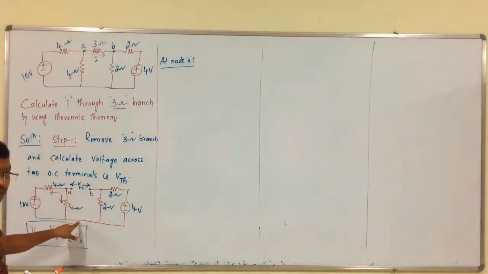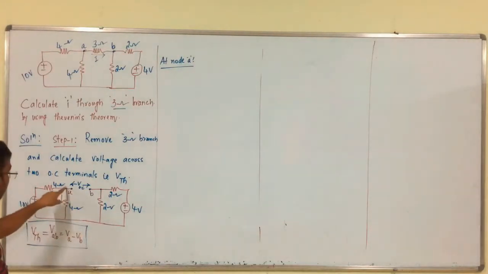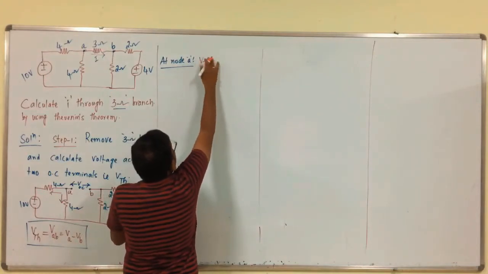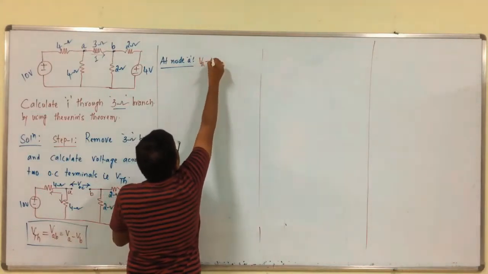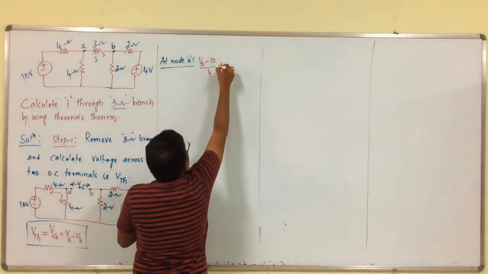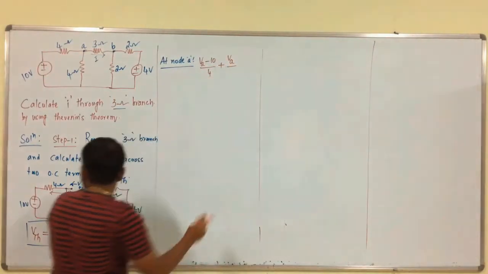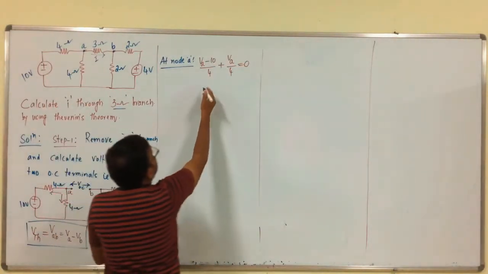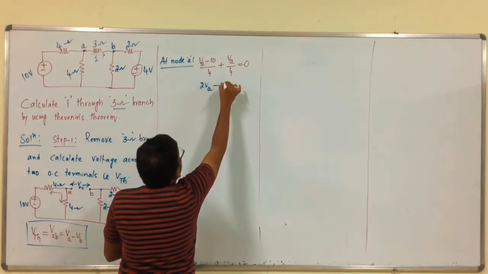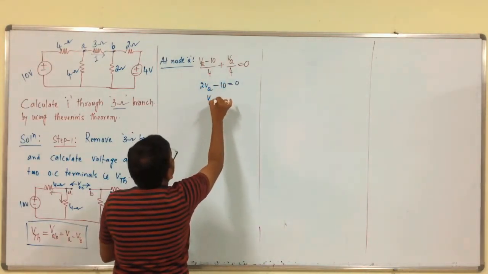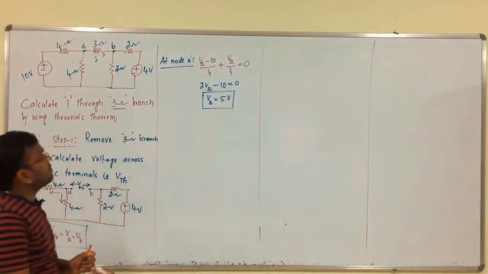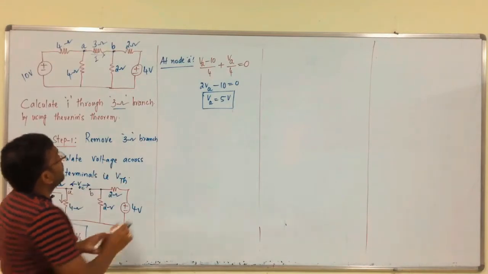Why is it 0? This is the reference node, this voltage is 0. So, (VA minus 10) by 4 plus (VA minus 0) by 4 is equal to 0. From this, 2 VA minus 10 is equal to 0. So, VA is equal to what? 5 volts.